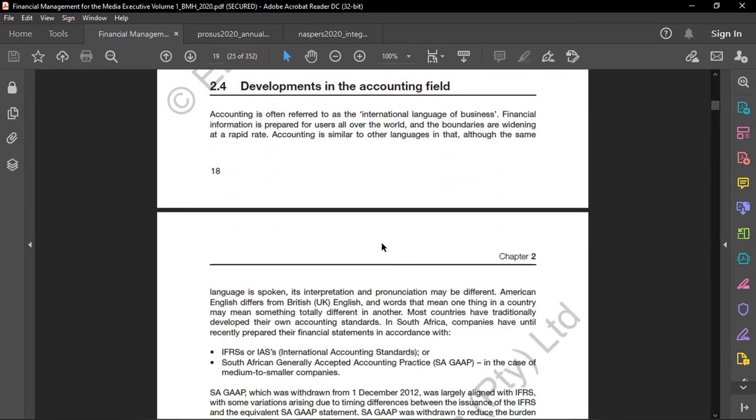Then I just want to highlight a few developments in the accounting field before we wrap up this particular section. When looking at accounting, just remember it's an international language of business. International means a lot of countries around the world use accounting and they follow these specific rules, IFRS. IFRS is one of, if not the most widely used accounting systems in the world, purely because of the number of countries that have chosen to use IFRS.